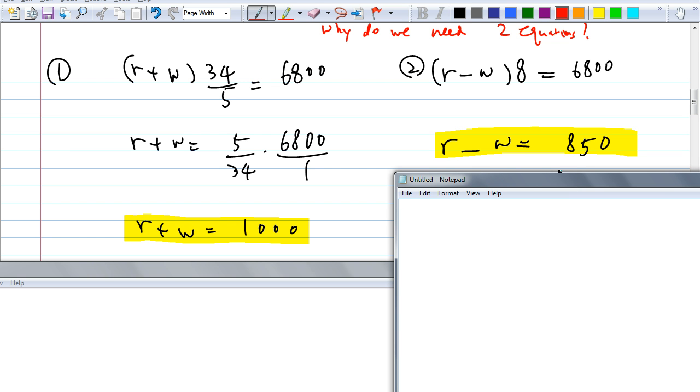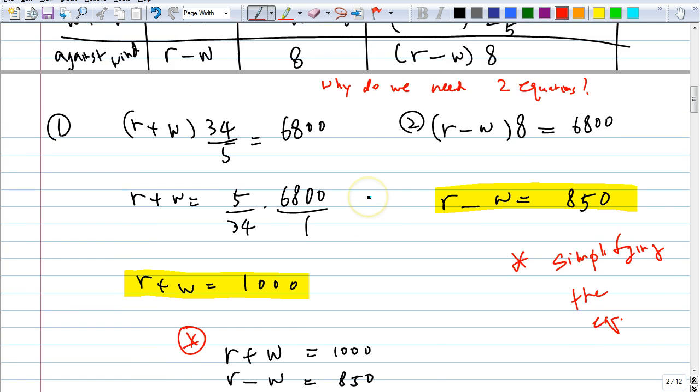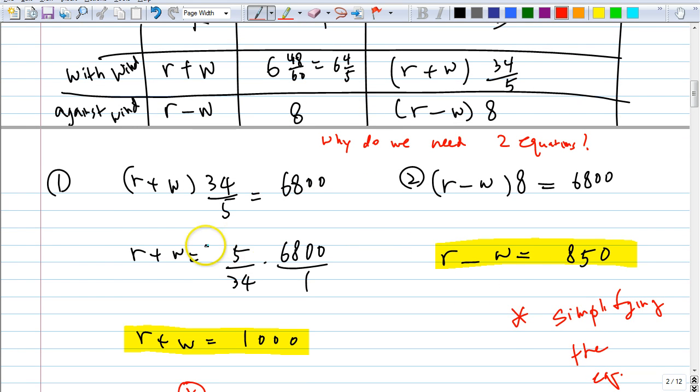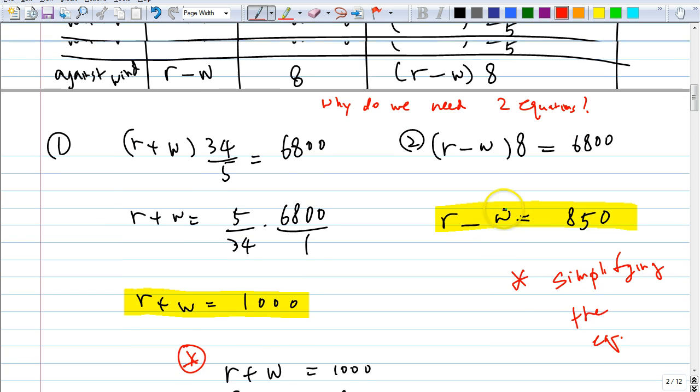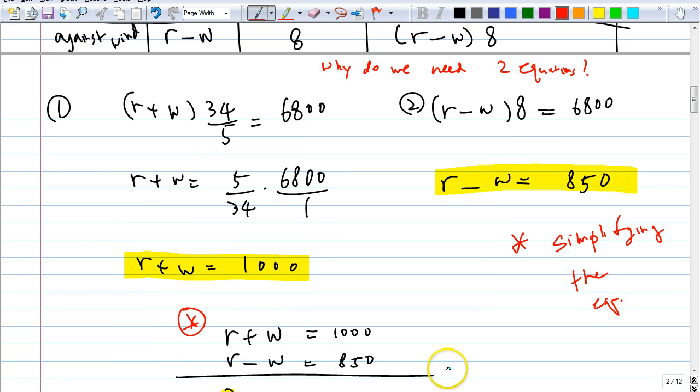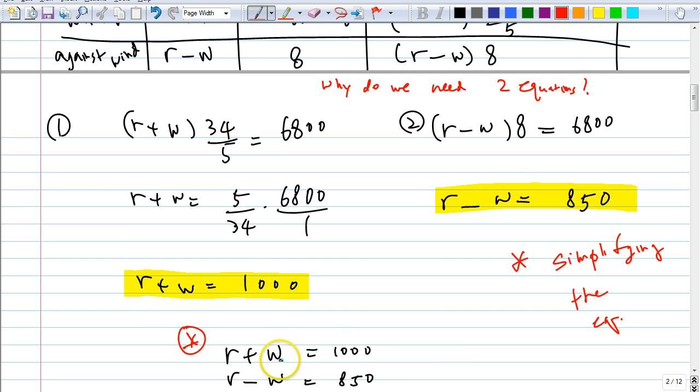Is this easy to solve? Yeah, you just simply use the addition method. You see, simplify the equations. Whenever you get r plus w, r minus w, try to do that first, okay? Then when you add them together, what would this become? We're just using the addition method. You see the w's will cancel out.